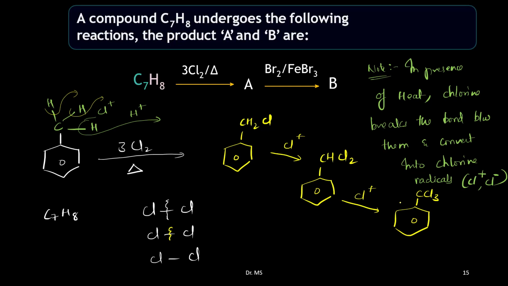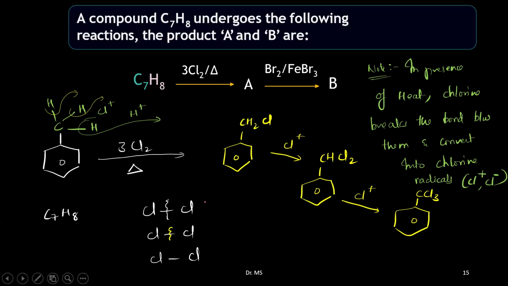Understood? So the first chlorine molecule will replace one hydrogen present on the methyl group and will form the benzyl chloride. The second chlorine will go and attack another hydrogen and form the benzyl dichloride. The other chlorine will go and replace another hydrogen and will form the benzyl trichloride, or you can also call it trichloromethylbenzene. Okay. So remember the names as well.